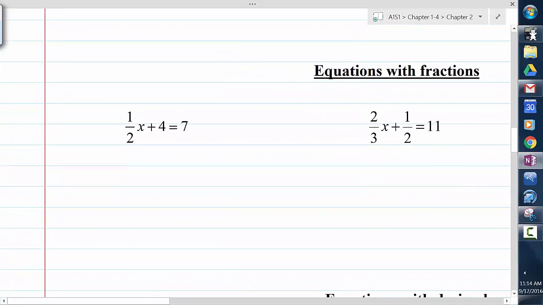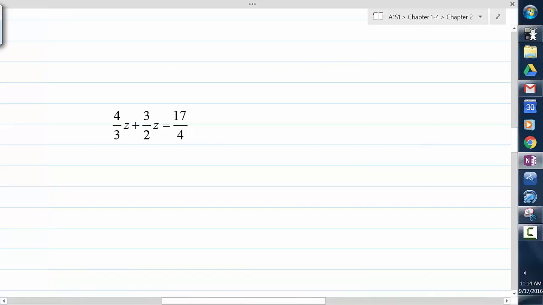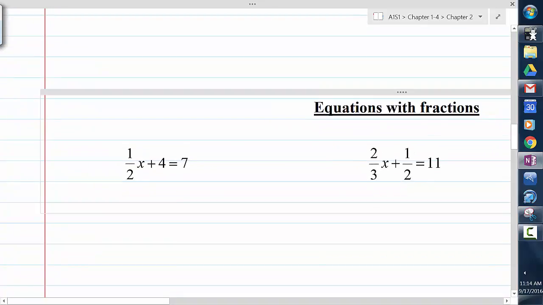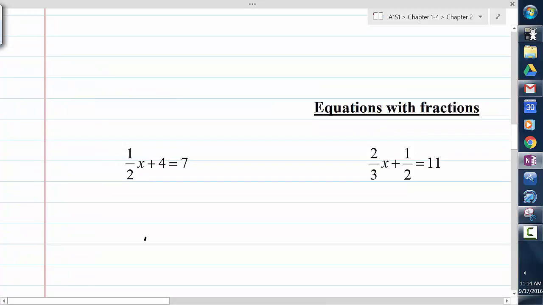Now, solving this equation, again, there's ways that people like to go about it. I'll show you the way that most people like to go about it, and I'll show you the way I go about it. No, not that one, this one. With this problem, usually what people like to do is subtract 4 on both sides. They'll get 1/2 x equals 3. Then they'll multiply both sides by 2 and be left with x equals 6. That's how most people go about it.